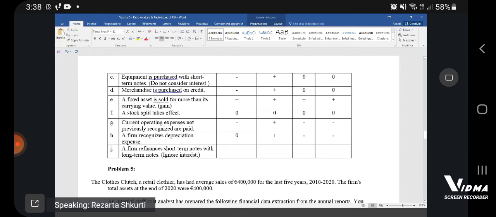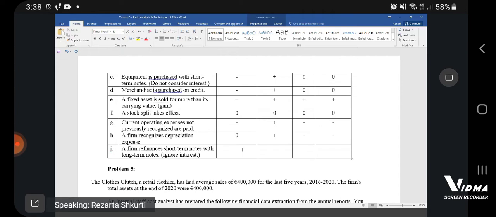Okay, a firm refinances short-term notes with long-term notes. What does that cause to the current ratio? The current liabilities decrease because basically they are converted to long-term liabilities. The total debt is the same, just the maturity is changing. From short-term, it becomes long-term. This is the basics of that transaction.